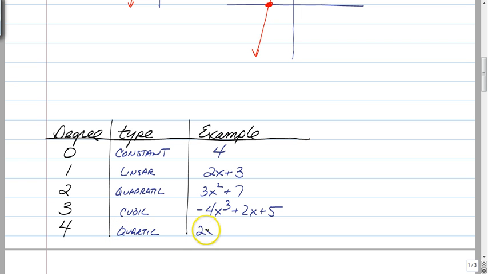And that's something like 2x to the 4th plus 3x plus 5. Those are just examples. I'm not going to make you memorize anything above that. However, if I tell you that something is a quartic, you need to know that that is an x to the 4th power type of graph. Okay? So let's move on to a new topic called end behavior.